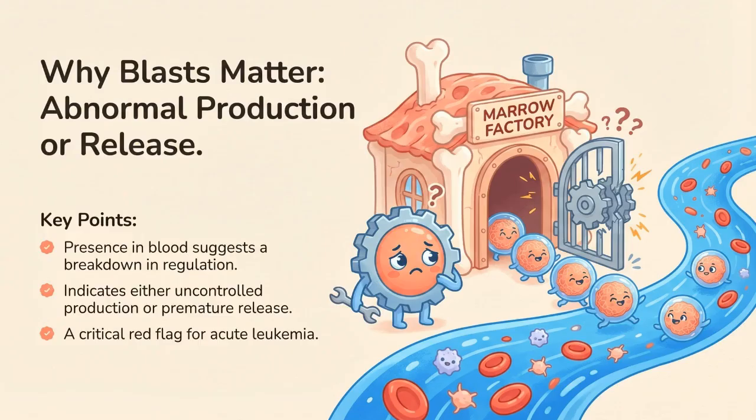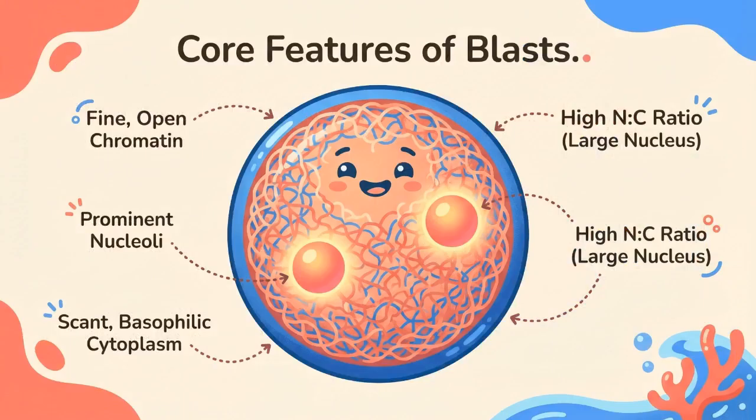In either scenario, the presence of blasts is a critical indicator of potential acute leukemia, a condition characterized by the rapid, uncontrolled growth of these undifferentiated cells. Therefore, identifying blasts is a crucial first step in diagnosing these aggressive diseases, prompting further investigations and enabling timely therapeutic interventions that can significantly impact patient outcomes. Now, let's look at the specific features that help us identify these critical cells. While blasts can exhibit some variability depending on their lineage, there are several core morphological features that are consistently observed and are crucial for their identification.